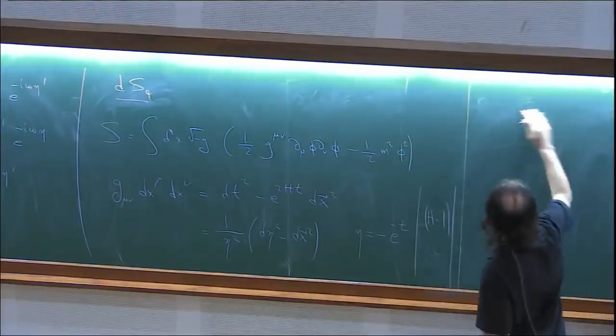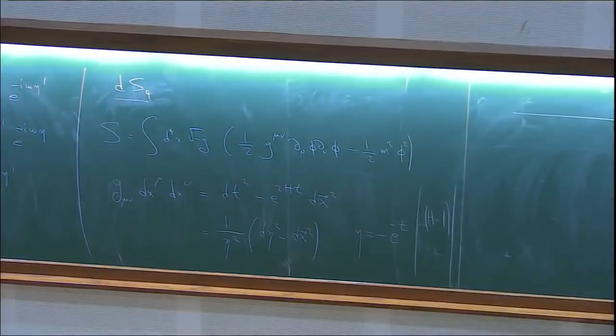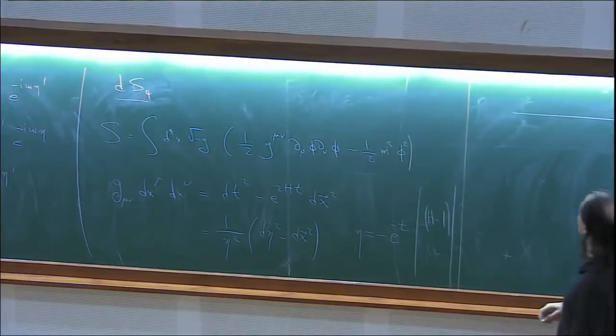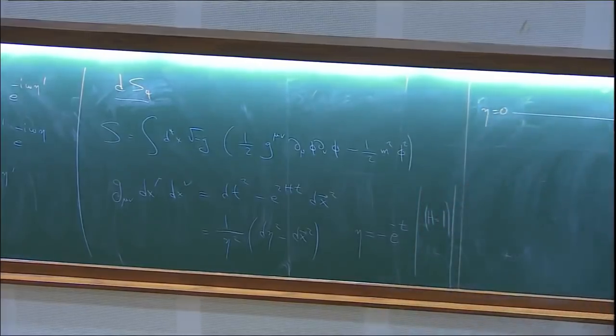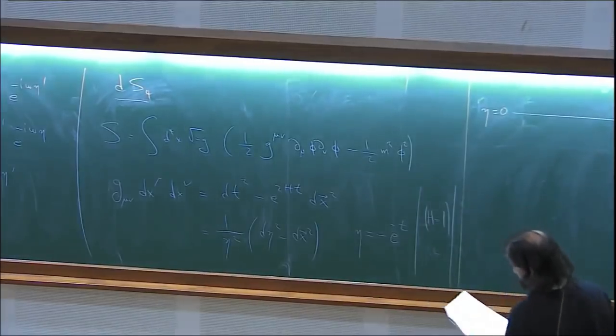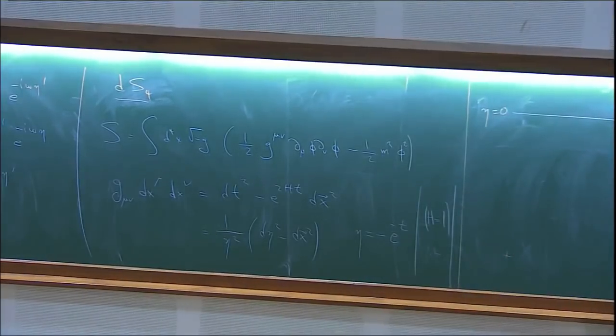Okay, so we have the usual picture that time going to minus infinity is eta going to minus infinity. Time going to plus infinity is eta going to 0. So we have this picture of eta, and all the correlations we're interested in are computed at the surface eta equals 0. So let's look at what the action is.